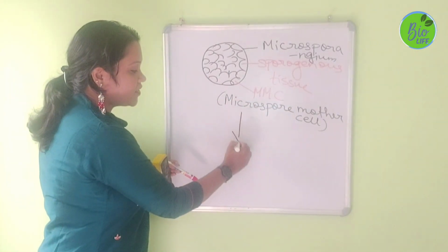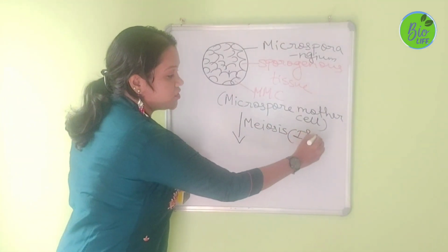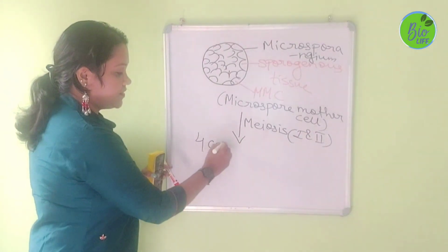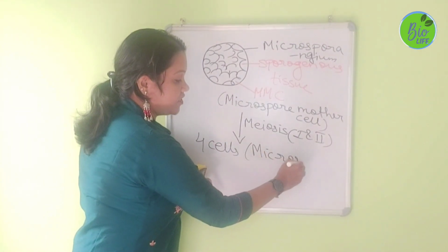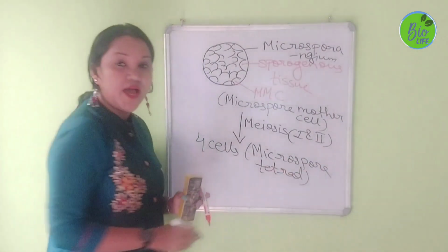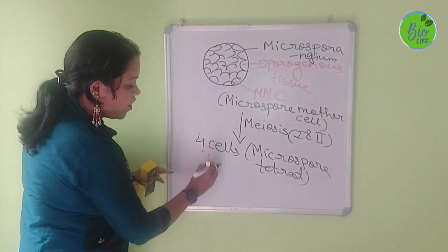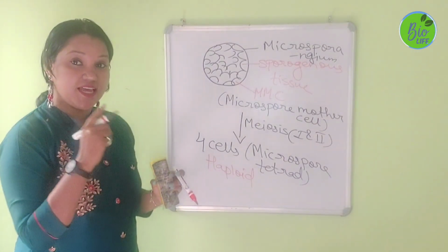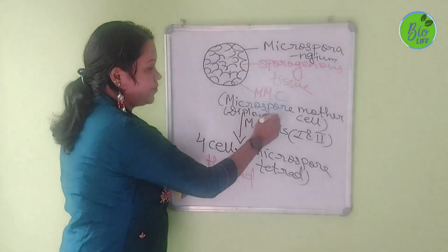The microspore mother cell undergoes meiosis, which includes meiosis 1 and 2, to form 4 cells. They are called a microspore tetrad, as 4 cells are there. These cells are haploid in nature, and the microspore mother cell, being a mother, is diploid in nature.